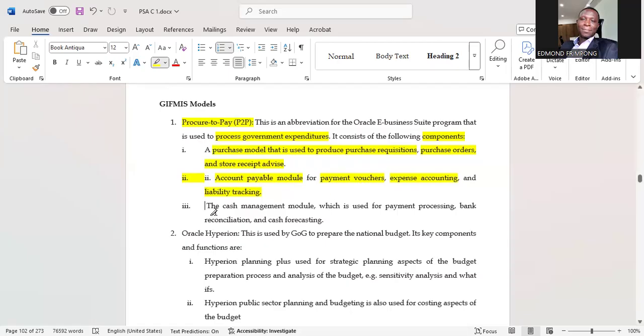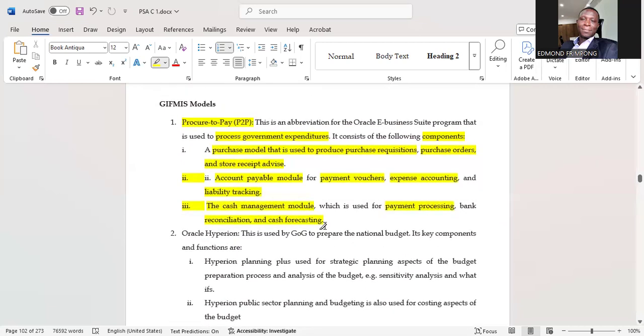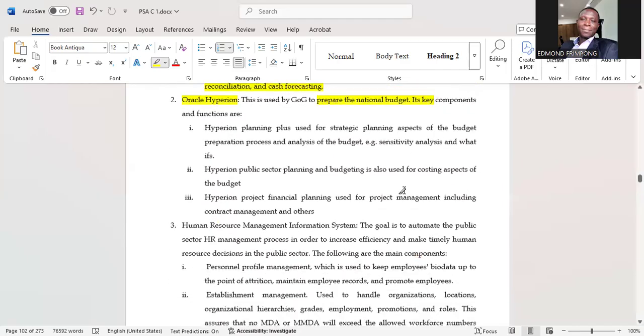Then the procure to pay also has a cash management model. This one is used for payment processing, bank reconciliation, and cash forecasting. The next module under the Gifmis we call the Oracle Hyperion. The Oracle Hyperion is used to prepare the national budget. So the Oracle Hyperion is what we use in preparing the national budget.